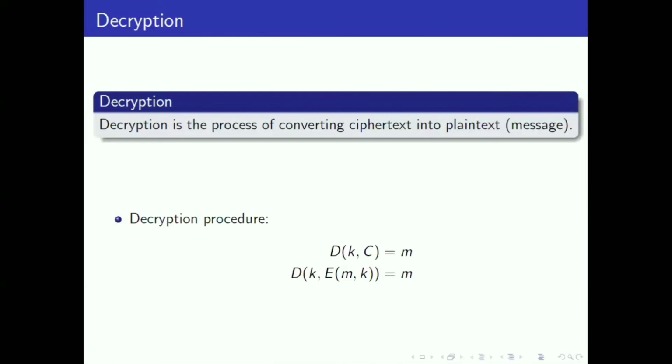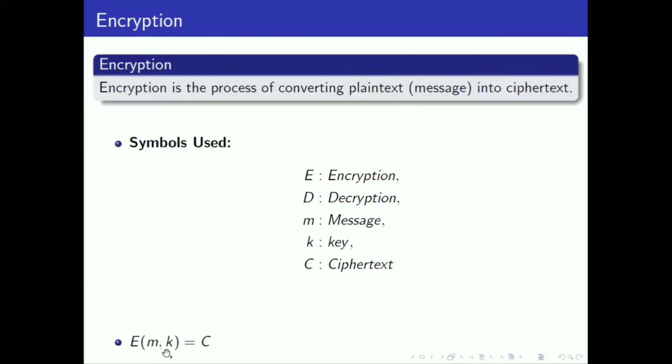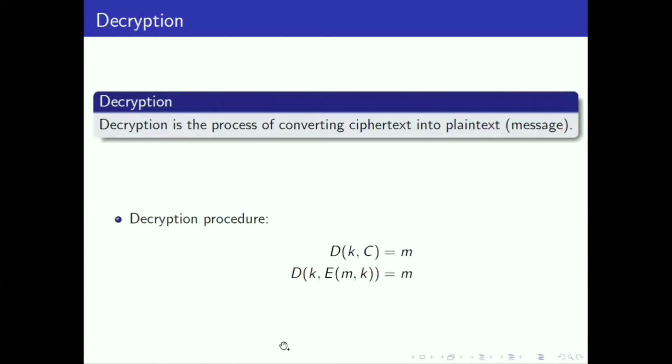I have explained this for symmetric key encryption. Therefore, I have used the same key. Here it takes key K and ciphertext C and outputs M. So this C is equivalent to the encryption of M and K, which we have seen in the previous slide. Encryption of M and K is equal to C. So this is how the encryption and decryption happens in the flow.